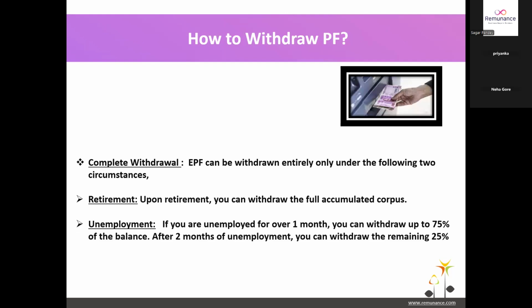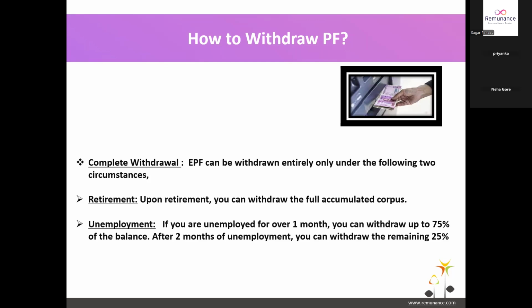Now let's see how to withdraw your PF. So there are two types of withdrawal. One is complete withdrawal and second is partial withdrawal. EPF can be withdrawn entirely only under two circumstances. One is retirement and second is unemployment.